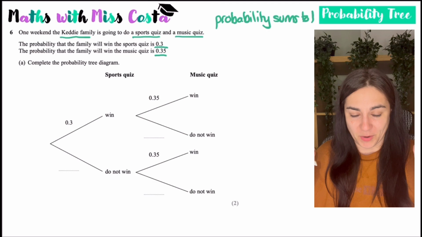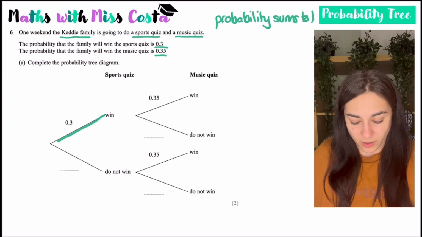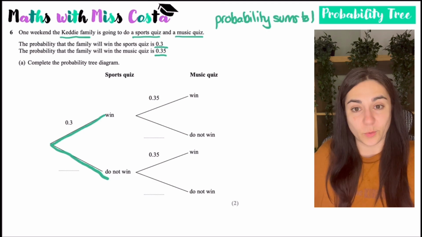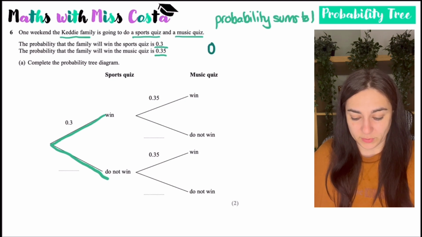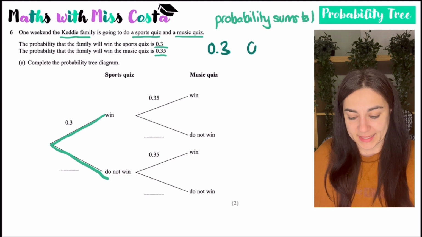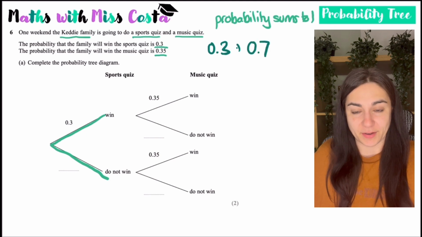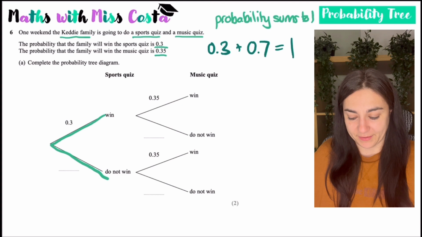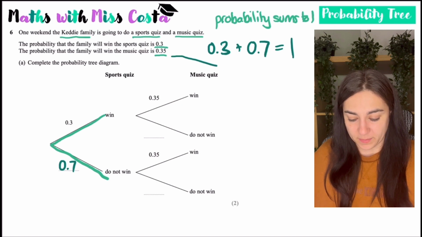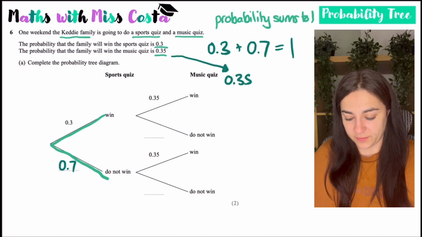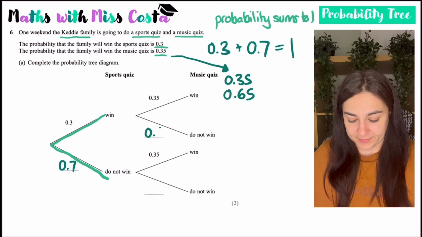So bearing that in mind, when you've got a probability tree, your branches must also always sum to 1. So I know that if the probability that the family will win the sports quiz is 0.3, the probability that they do not win must be 0.7, because 0.3 plus 0.7 gives you 1. So I can fill that in here. I do the same for the next part. So the probability that they win the music quiz is 0.35, and 0.35 plus 0.65 gives me 1. So I can fill that in over here.